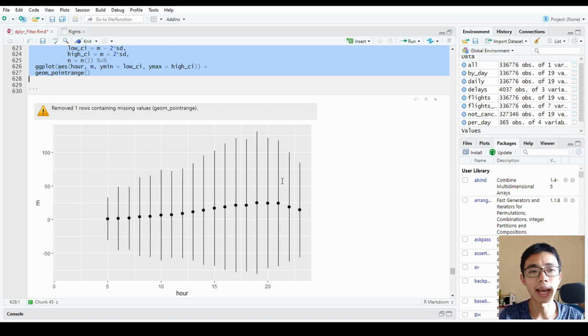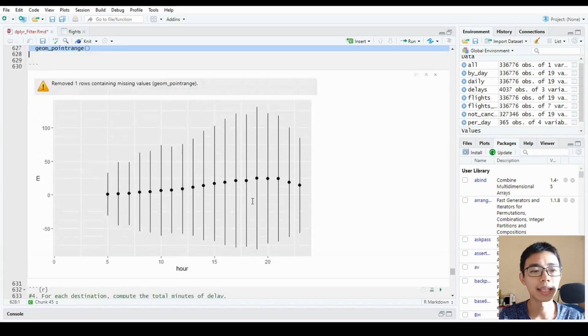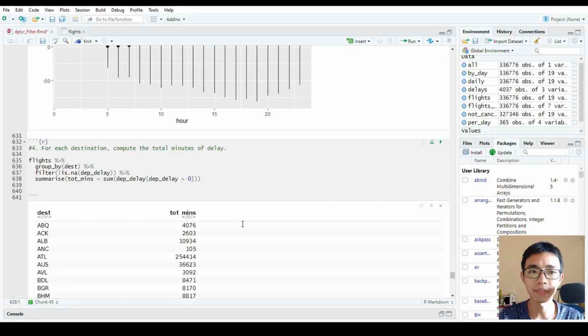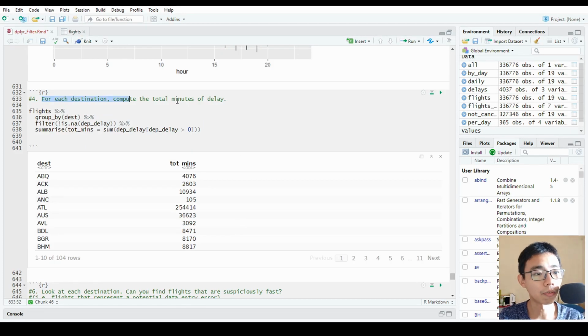But also, because at night we have a lot more flights compared to in the morning, you might want to make a decision based on that, not just on the exact average value alone. Okay, so that basically answers our question. You want to fly in the morning. So let's go to the fourth question.